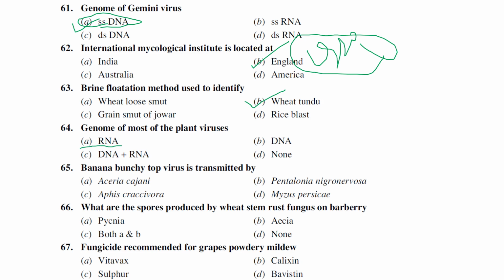Genome of most of the plant viruses: RNA, DNA plus RNA, none of the above. So the majority of the plant viruses contain RNA as genetic material, that too positive single stranded RNA.